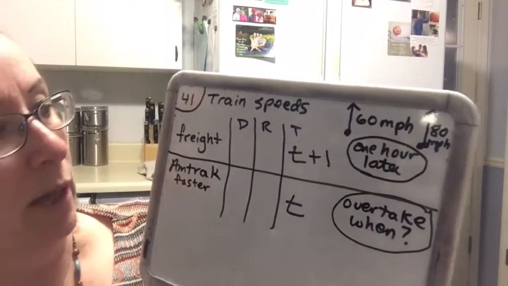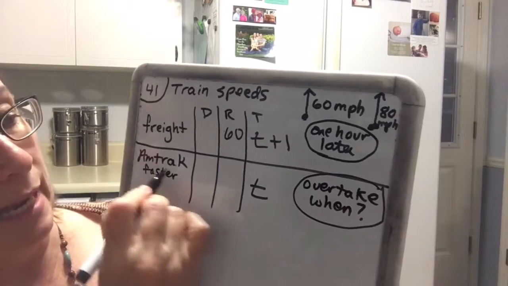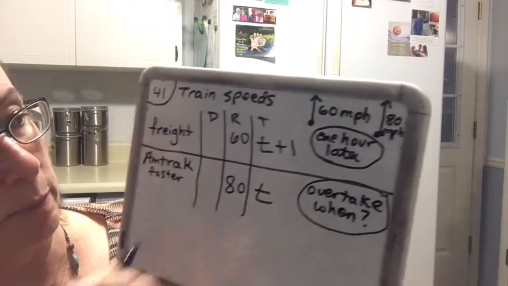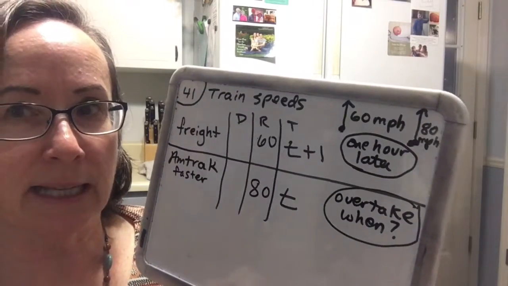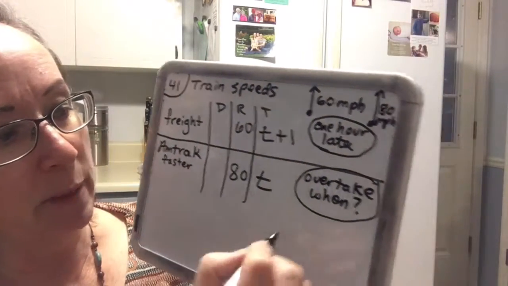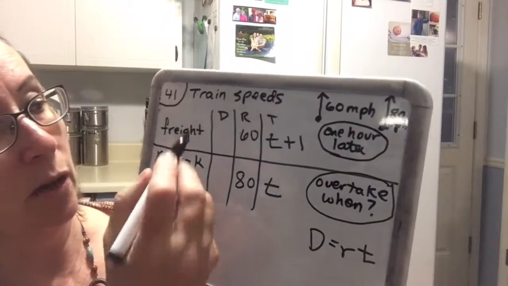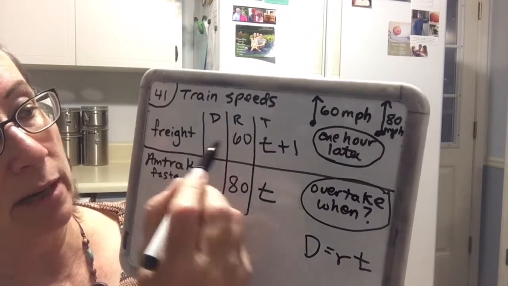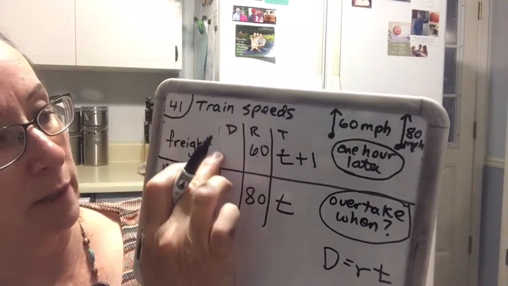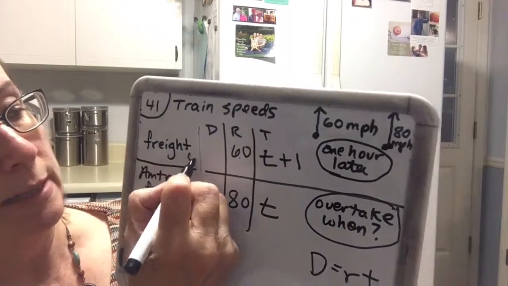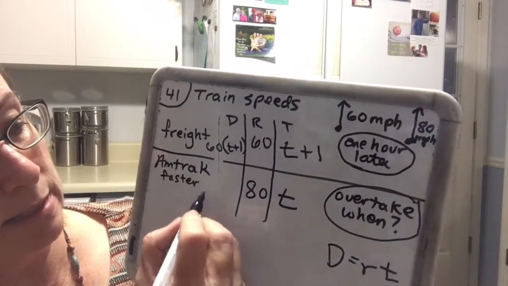Okay, so the freight train was going at 60 miles per hour, and the Amtrak train was going at 80 miles per hour. And I don't know what their distance is, but I know their distance is the same. Okay, and remember that distance is rate times time. So I'm going to say this distance here is going to be 60 times T plus 1. Okay, so I'm going to erase this one so I have room to write that. So 60 times T plus 1. And then this distance here is going to be 80T.